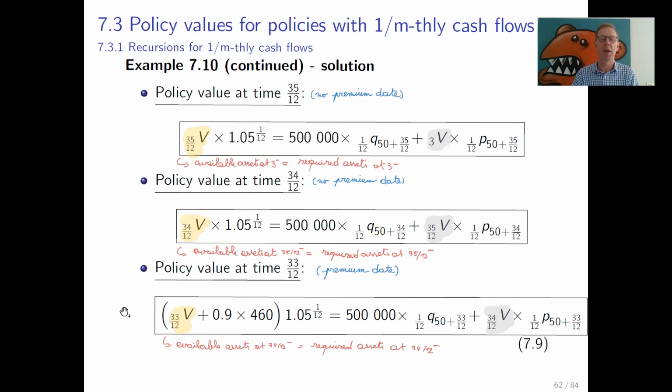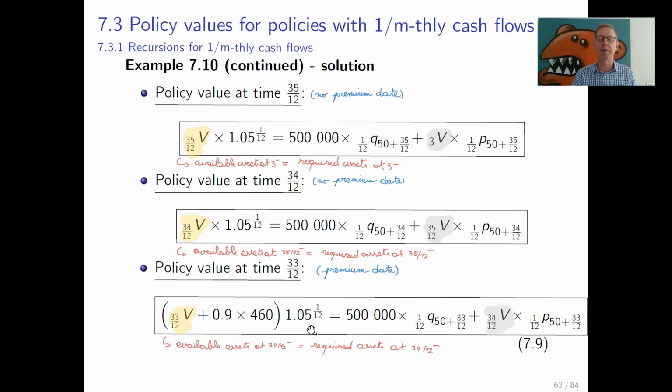Let us then go again 1 month, come 1 month earlier, time 33/12. Important now, this is a premium date. Remember, the premiums were paid every 3 months. So we start with the policy value at time 33/12, and we add the premium of amount 460, but corrected for the 10% charge. This is the amount that we will have available at time 33/12 after the premium has been paid. This accumulates by interest 5, and this will be the available assets 1 month later.